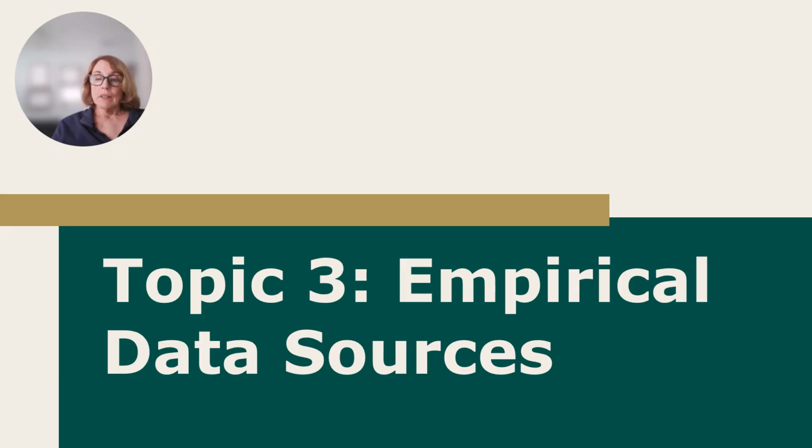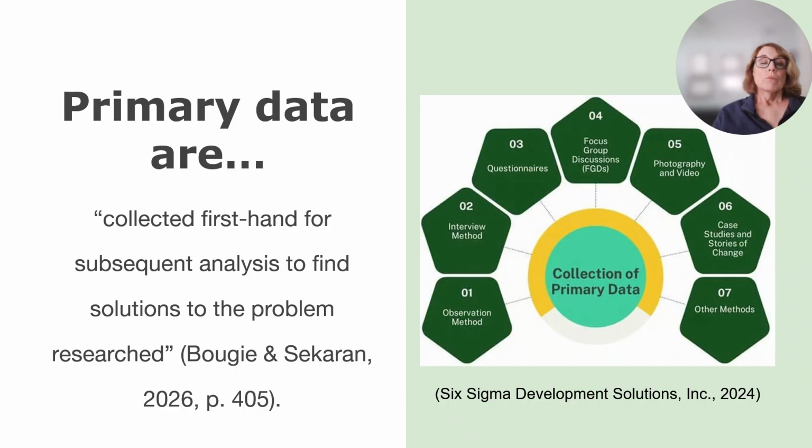So where do these data come from? Primary data, as just stated, are collected firsthand for subsequent analysis to find solutions to the problem, and they are collected by the researcher using a data collection method. This image here lists several of those methods. Observation, which can collect numerical as well as qualitative data. For example, you could count the number of times that an employee does something. The interview method can collect words or numerical data depending on the questions that you ask.